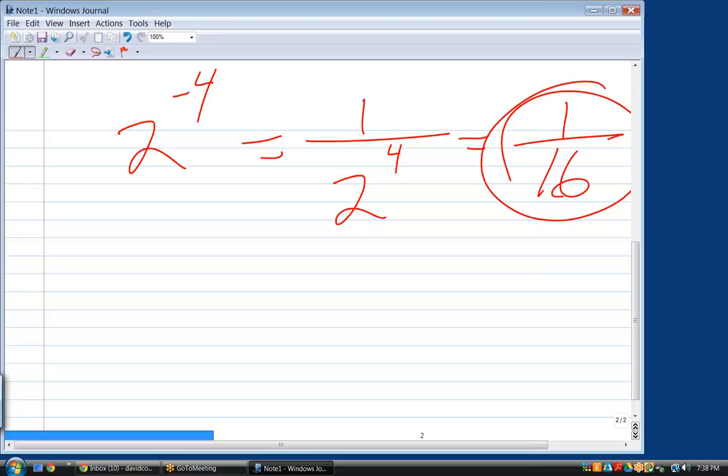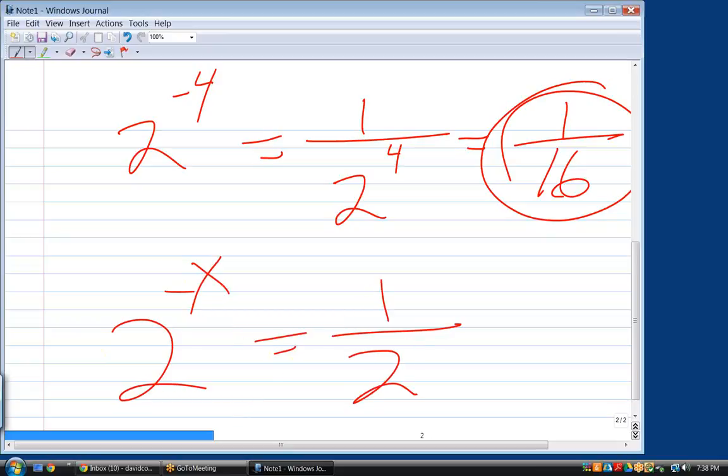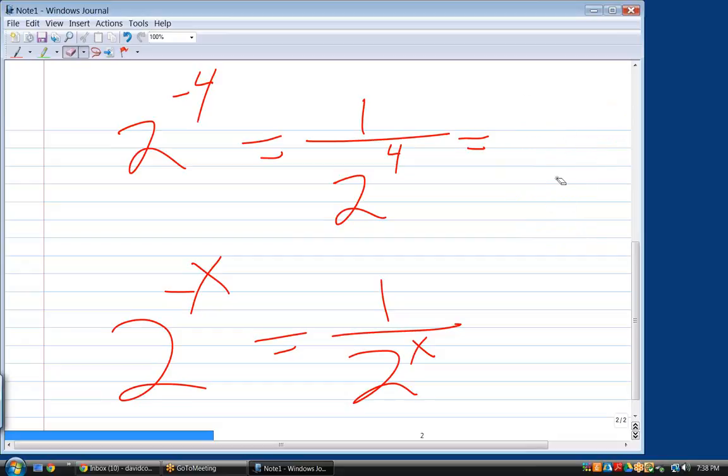So that is the only thing you need to do with a negative exponent. Even if I make it a variable, 2 to the minus x, that's the same as 1 over 2 to the positive x. So the negative exponent has nothing to do with negative numbers. It has everything to do with reciprocal. Okay.